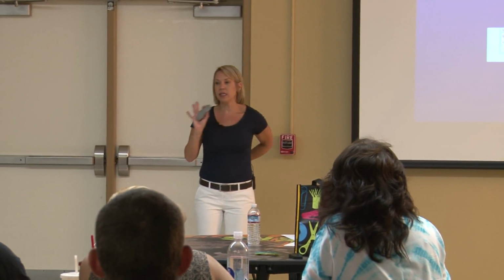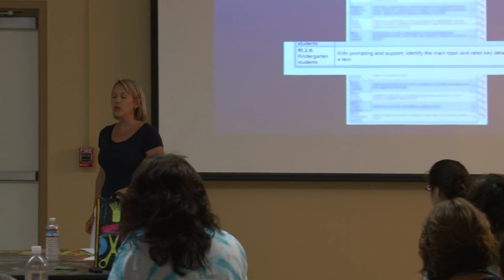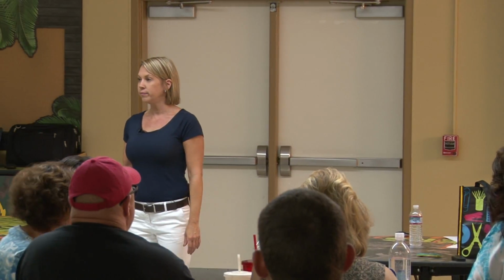This is the one that always gets me. Kindergarten says, with prompting and support, identify the main topic and retell key details of a text. Kindergarten is the only level where it reads with prompting and support. And so for 15 years, I taught kindergarten in a high school classroom because I don't know that my students did anything without prompting and support. I mean, if I think about how even my telling them, write a 5-paragraph essay, why 5? It is completely arbitrary, though.